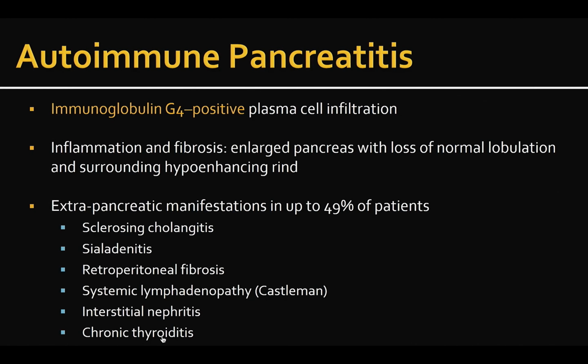So it's very important that if you don't see a mass and you think it could be inflammatory, to potentially get an IgG4 and suggest this diagnosis. This occurs because of plasma cell infiltration, inflammation, and fibrosis with loss of normal lobulation and that characteristic surrounding hypo-enhancing rind. It's also important to remember that up to half of patients can have extra pancreatic manifestations. Cholangitis, sialadenitis, RPF, and interstitial nephritis are some examples.